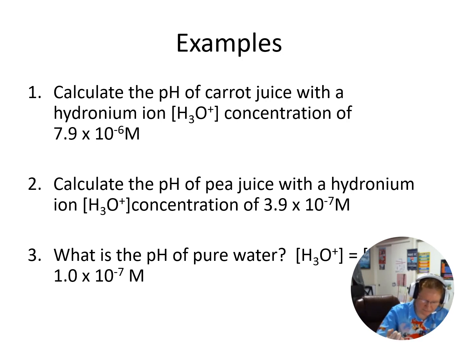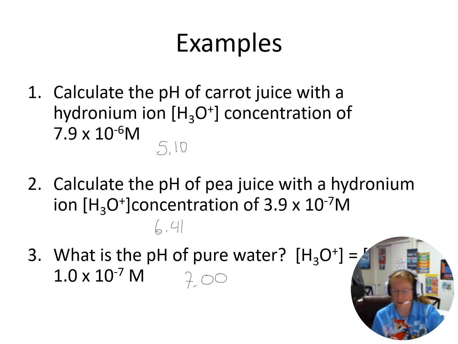So your first one, the carrot juice, you should get a pH of 5.10. Your pea juice, you should get 6.41. And your pure water, you should get 7.00. Okay, again, all of these have two sig figs, and so we have two numbers after that decimal once we take the pH, because that's related to our sig figs.